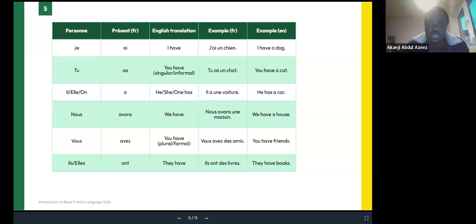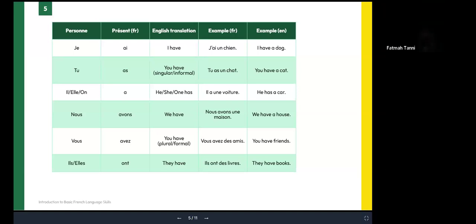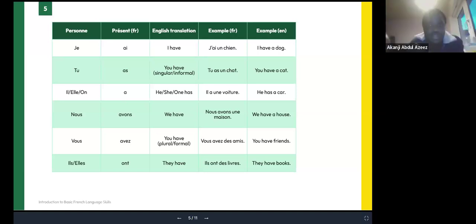Just pronounce it. Example also, maison. Maison, that is house in French. House in French is also feminine. In French, it's also feminine. So you use une maison. Il a une maison.